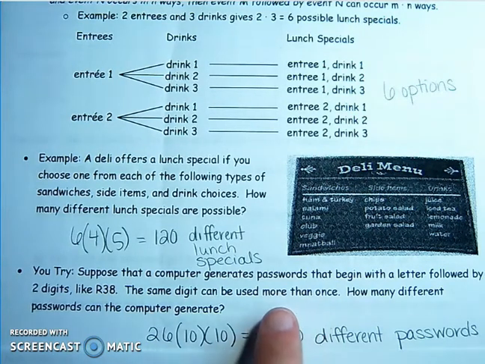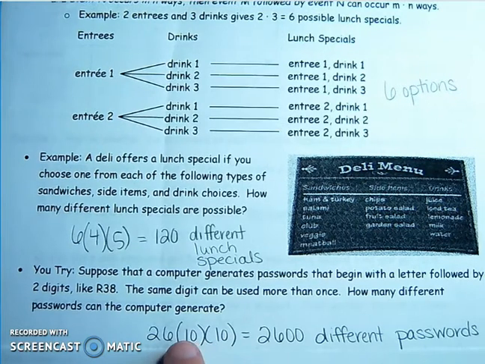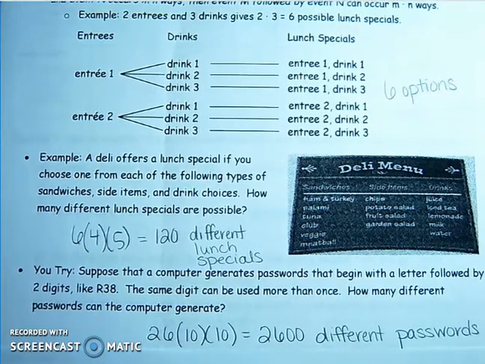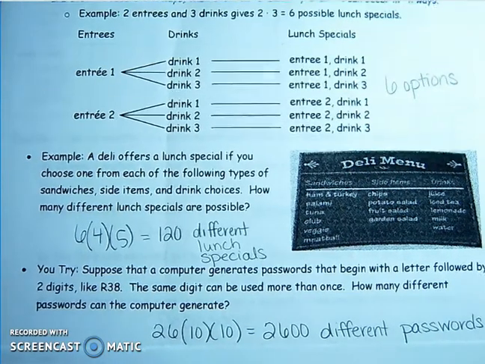If we could not use the digit more than once, all that would do is change this from 10 and 10 to 10 and 9 so that it wouldn't repeat the number that was used here. Any questions on the fundamental counting principle need to be asked at this time.